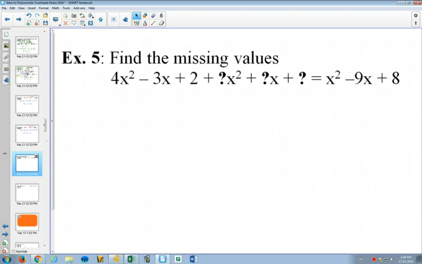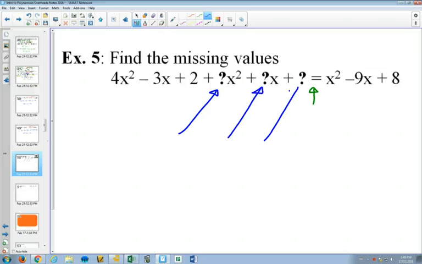So on the last ones, we were dealing with expressions and simplifying them. Now we have an equation because there's an equal sign here. You have to figure out what number would go in each of these question marks in order to get this side equal to the other side.